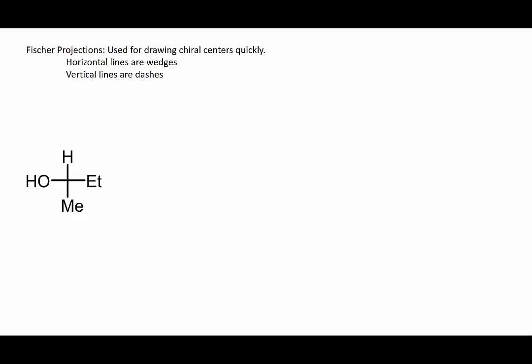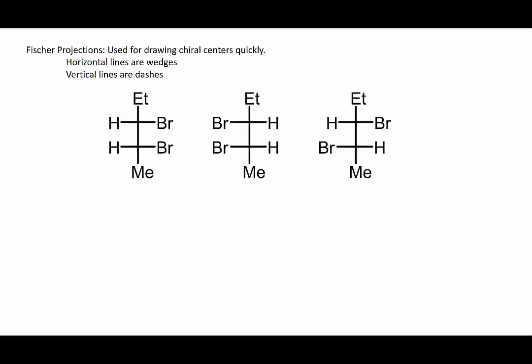Again, we can draw our vertical lines as dashes, and the horizontal lines as wedges. We can assign the priorities, 1, 2, 3 in this case. Again, we're still going clockwise, but in this case the hydrogen is going back, it's going away from you, which is what we would like in a normal stereochemical assignment, so this will be R. A lot of times it's a lot easier.